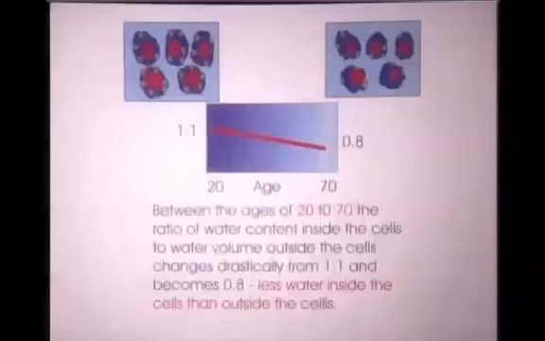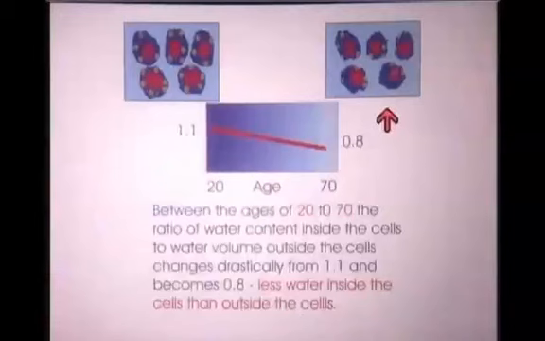So when the body has to resort to reverse osmosis as a means of delivering water into the cells, it has to up the injection pressure more and more, and that's how we become susceptible to a rise in blood pressure. It has been shown scientifically that between the ages of 20 and 70, the ratio of water content inside the cells to water volume outside of the cells changes drastically from 1.1 and becomes 0.8. Less water inside the cells than outside of the cells.